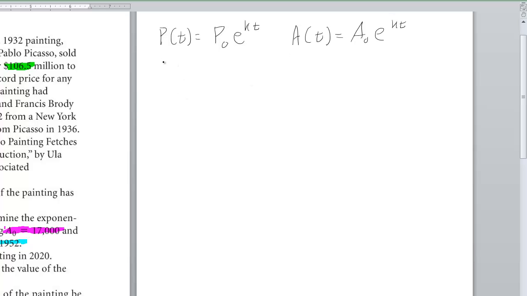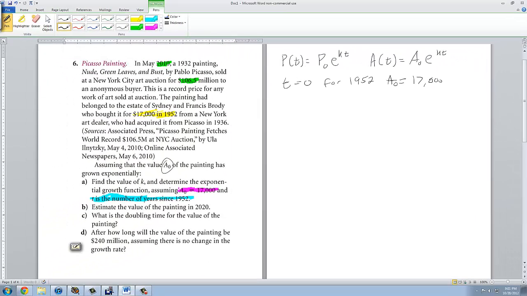Now, t is equal to 0 for 1952. And because we already knew that it was 17,000 in 1952, they didn't have to tell you this. When t is equal to 0, the amount is going to be the initial amount. So a sub 0 is 17,000. Again, they didn't have to really tell you that. You could have known it because they told you 1952 was t equals 0.